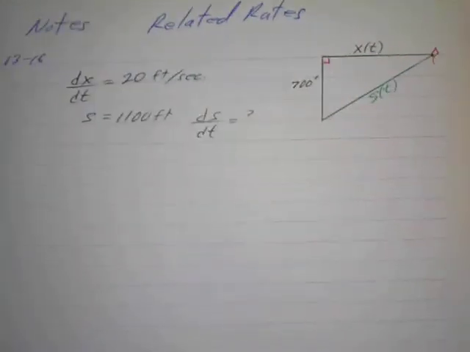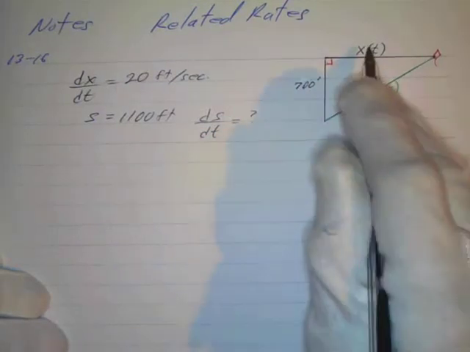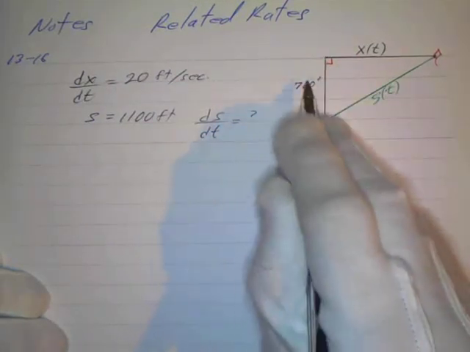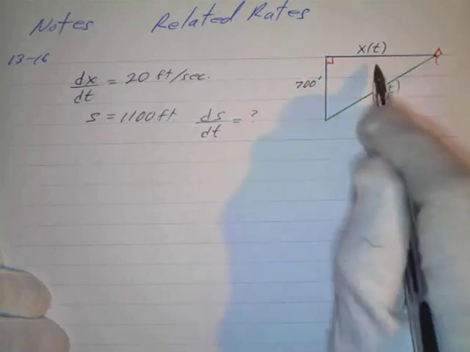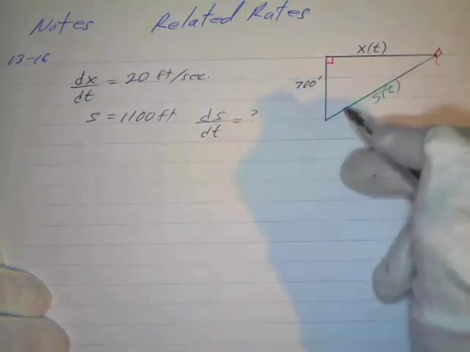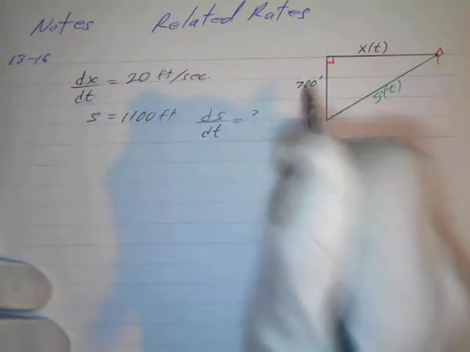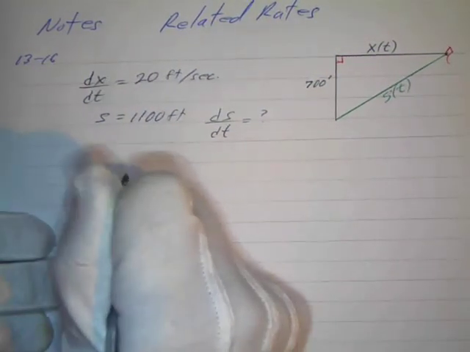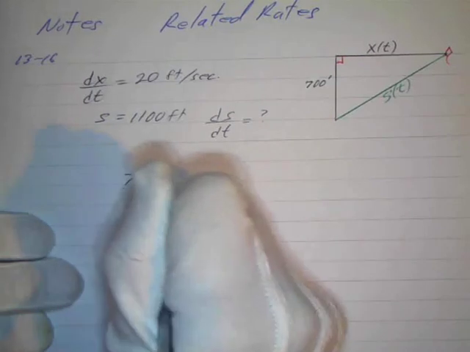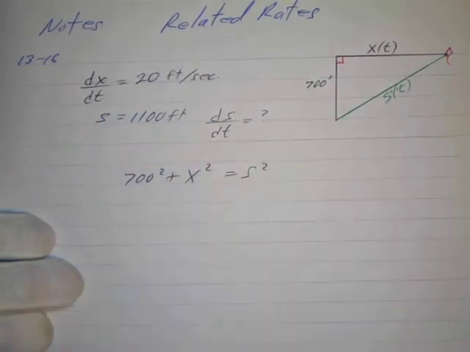So again, we have our Pythagorean relationship. a squared plus b squared equals c squared. This side is always the same, so it stays in here, but these are changing because the kite's moving this way and the string's going out. So for those we have to use variables, but this one is a constant. So we know that 700 squared plus x squared equals s squared.